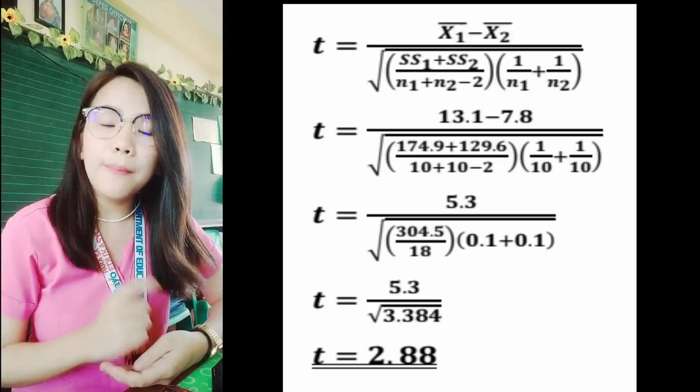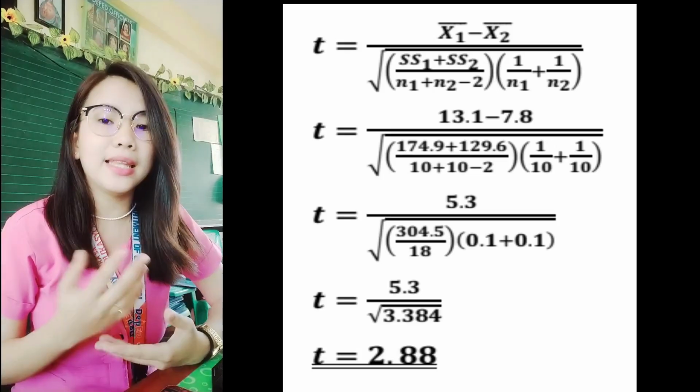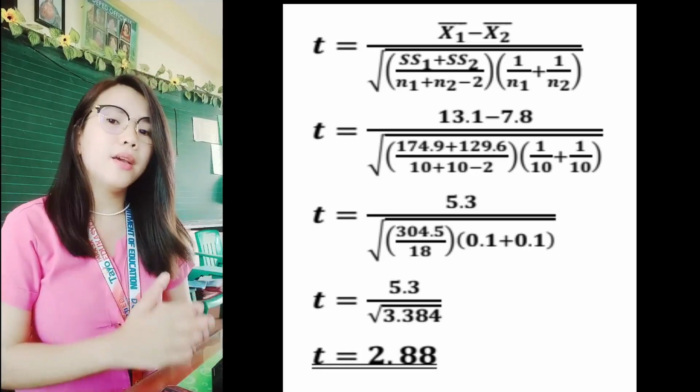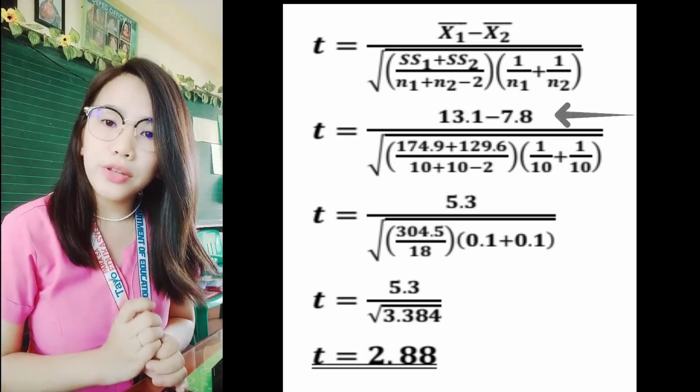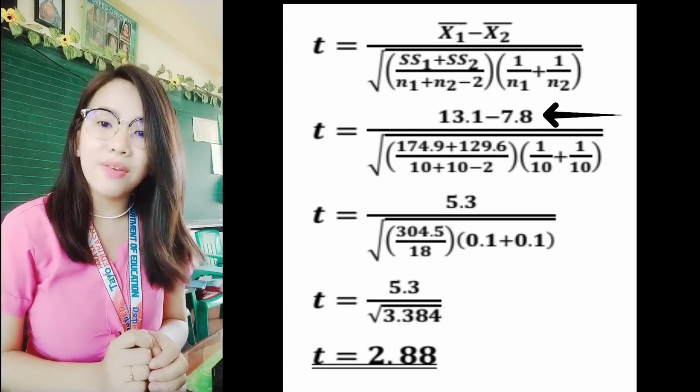We can now proceed with the substitution sa ating formula for the t-test. So una sa ating numerator, x bar sub 1 minus x bar sub 2. So ito yung mga mean ng ating mga group. So meaning, mean of the first group, which is 13.1, minus the mean of the second group, which is 7.8.